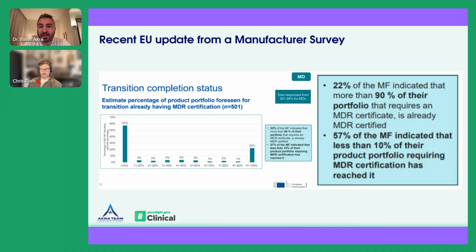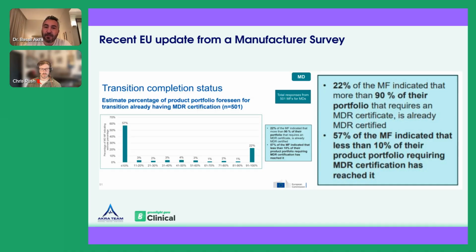Now, if you look at the recent numbers, it's not actually more promising. A survey conducted by the industry shows that 57% of manufacturers have just 10% of their product portfolio already MDR certified, which is a shocking number to see today in 2024, that we are still moving like a snail toward the MDR. Just a few manufacturers feel that they are more than ready, but you see from the numbers in front of us that a majority of the industry is still in the process of moving from the directive to the regulation.